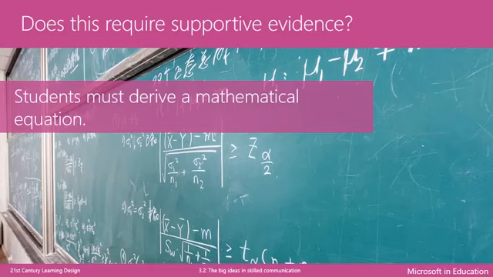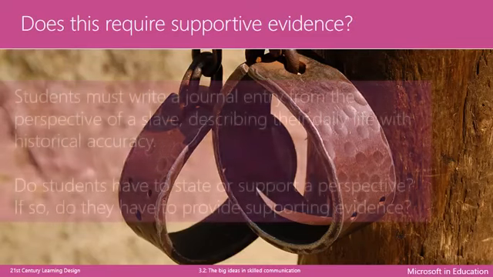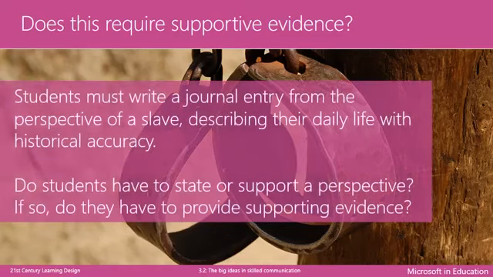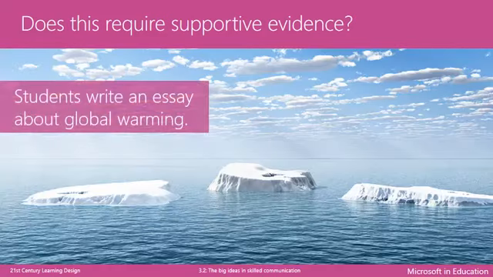In this example, where students must write a journal entry from the perspective of a slave describing their daily life with historical accuracy, do students have to state or support a perspective? If so, do they have to provide supporting evidence? Is supportive evidence required when students write an essay about global warming? Will they have to state and support a claim, hypothesis, or conclusion? Or in this situation, can they complete this activity by providing just a set of facts?